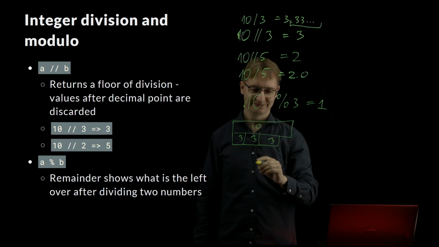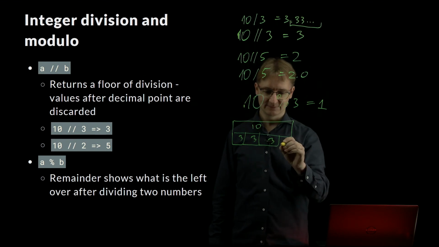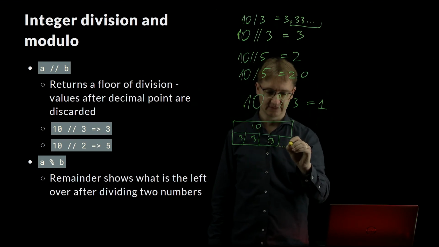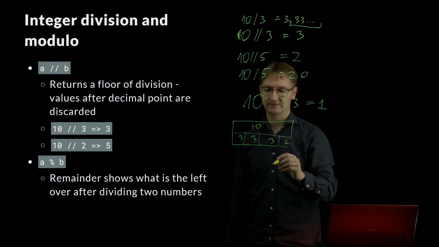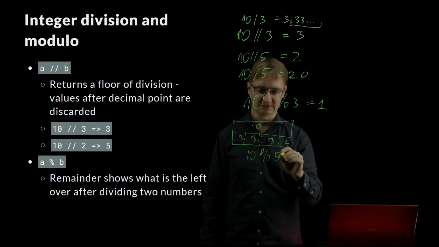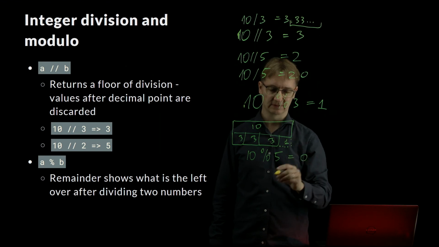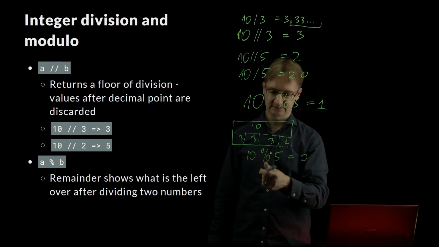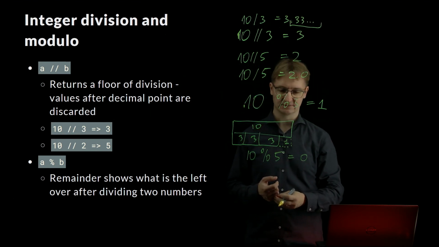So not the ratio is not correct, but what's left over here is 1, and that is the result. So for example, if I have 10 and I want to see the remainder of 5, I would get 0 because it divides exactly into 2 and there is nothing left over from this division.